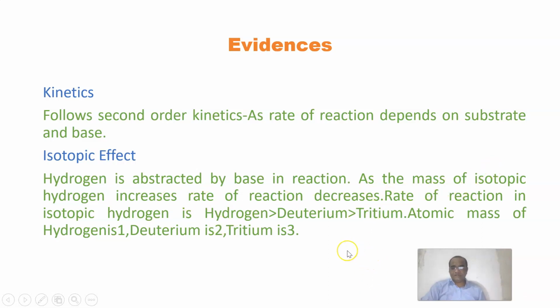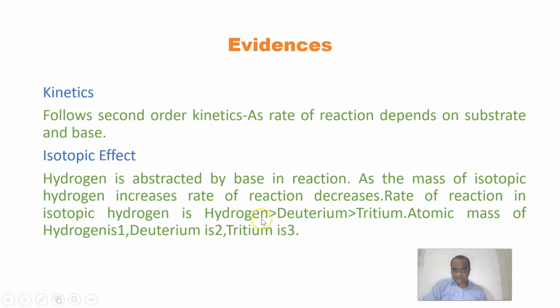For example, if we require some energy to move a 5 kg object, definitely for 10 kg we'll require more, and for 15 kg we'll require a huge amount of energy. In a similar way, when the base abstracts a proton from a beta carbon atom, it requires some amount of energy, and as the amount of energy increases, the rate of reaction decreases.